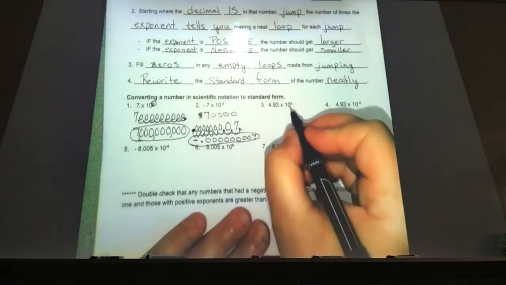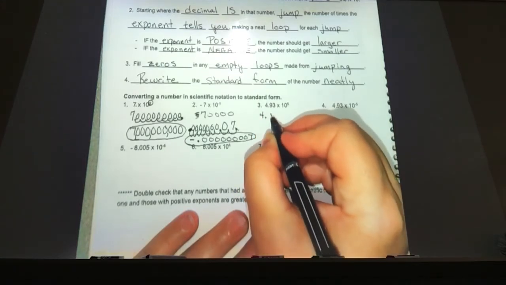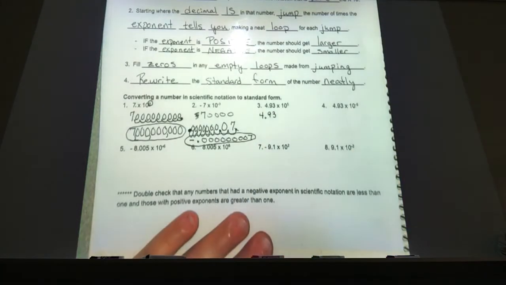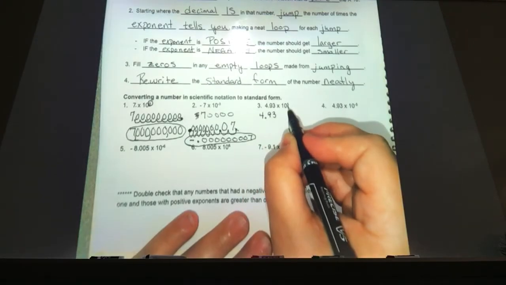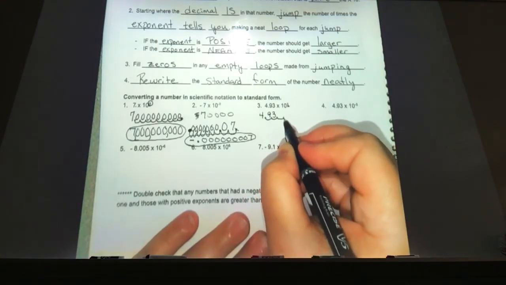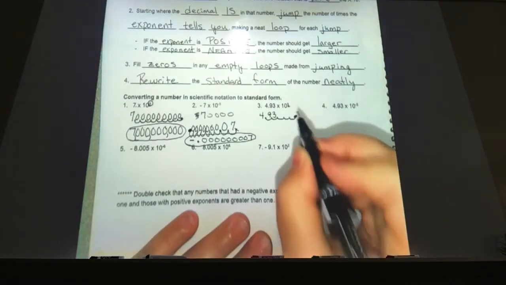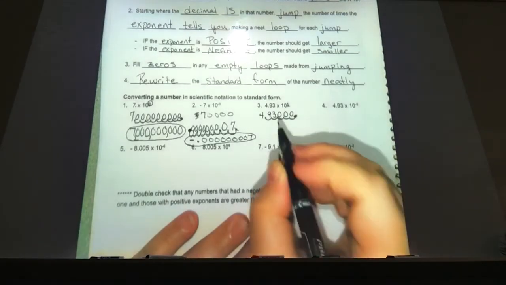All right, let's try this one. This one is a positive, so my number is going to need to get bigger. First step, write down the coefficient. The second step, start where the decimal is, make loops, the number of jumps that it tells you from the exponent. 1, 2, 3, 4, 5, here's my new decimal point. Fill in zeros in the empty loops.